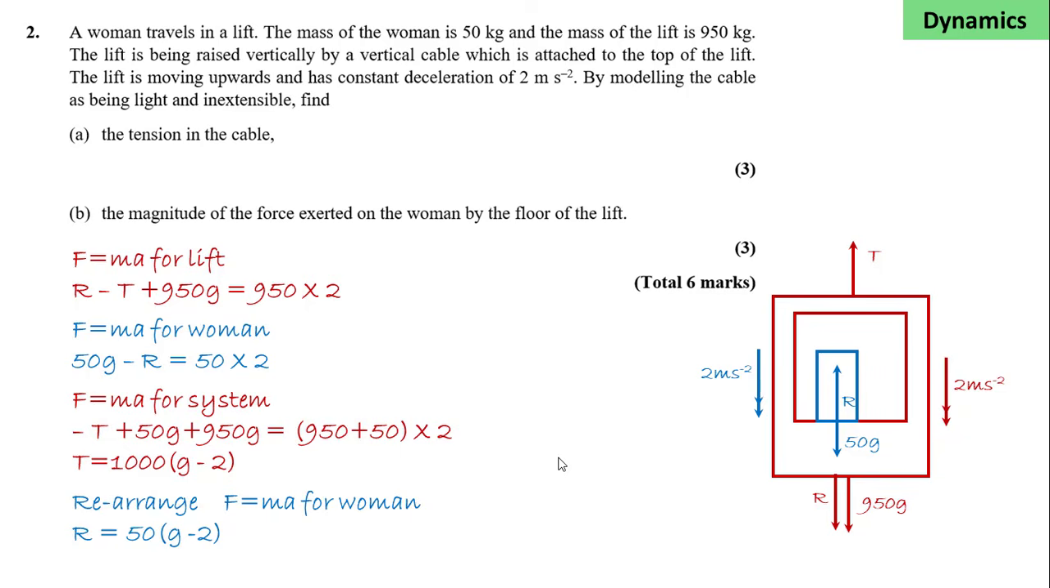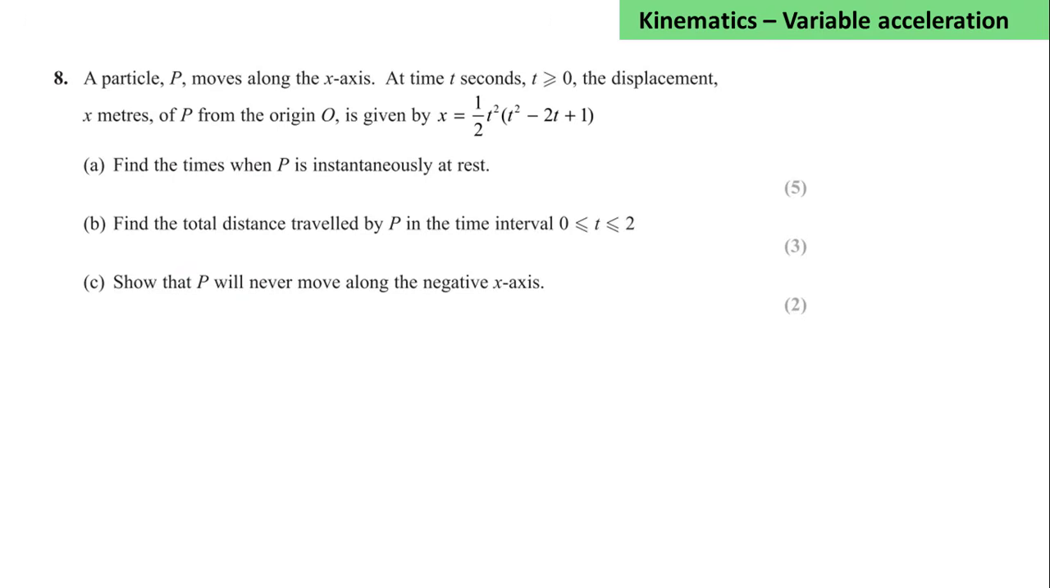Our final question is about kinematics in a situation where we have variable acceleration. A particle P moves along the x-axis. At time t seconds, t greater than 0, the displacement x meters of P from the origin is given by x equals a half t squared times (t squared minus 2t plus 1).